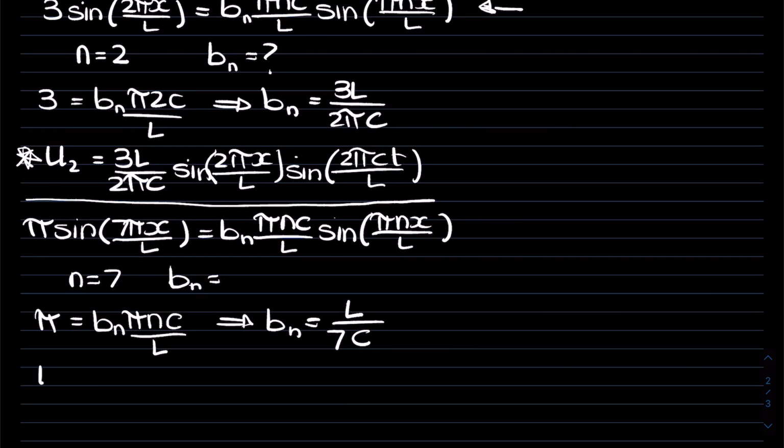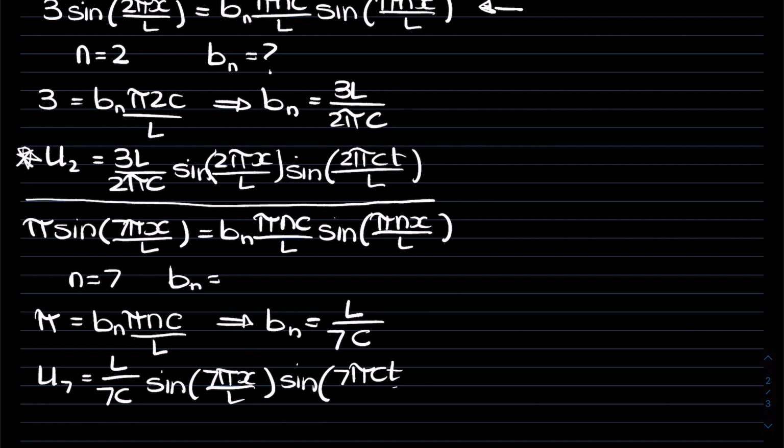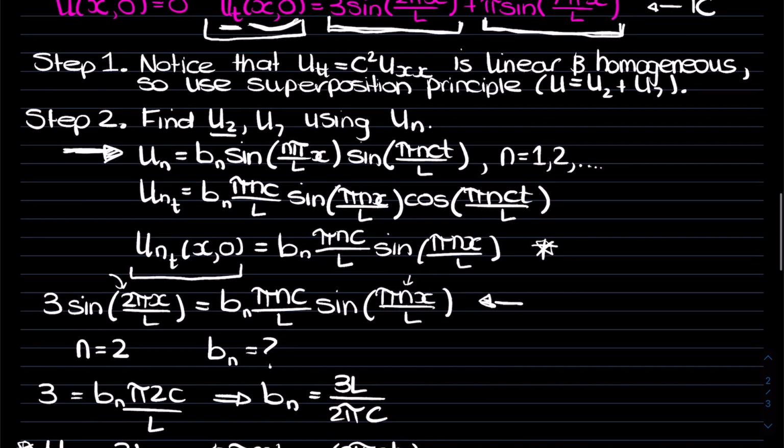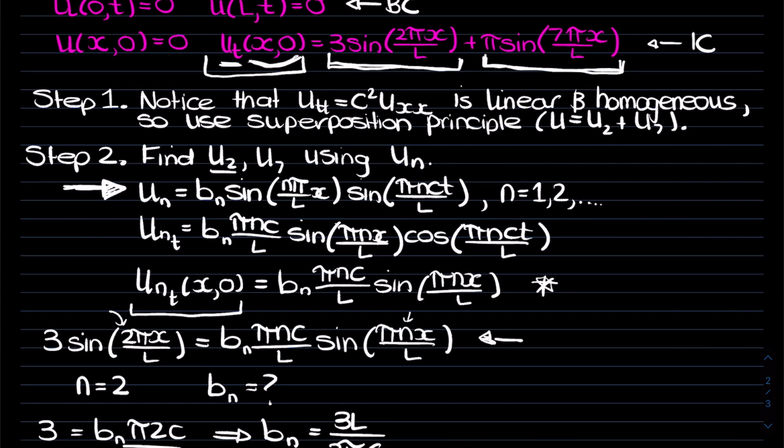So we can write out in full what our u of 7 equals, and that equals L over 7c sine 7 pi x over L sine 7 pi ct over L. So you'll notice that we're leaving the t's and the x's as they are, and we're just filling in what the b of n and the 7 is, using our whole u of n function up here.